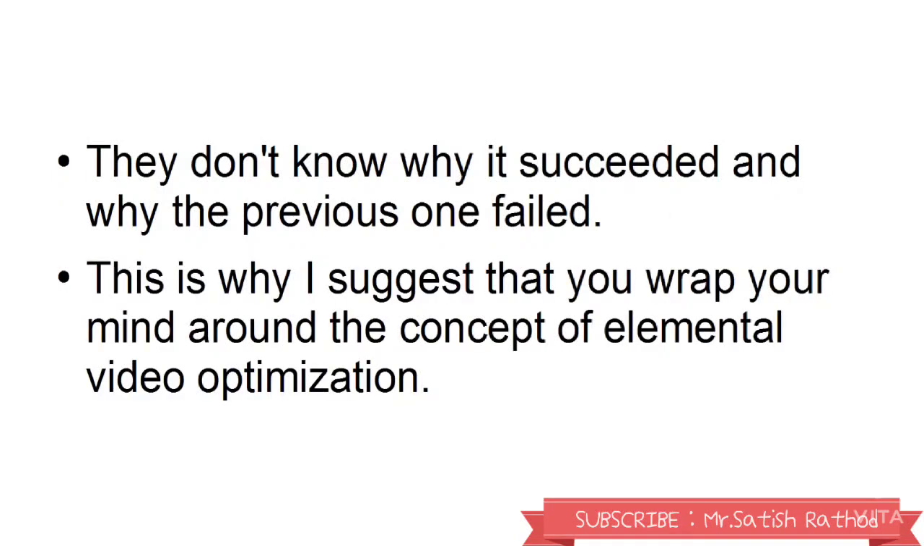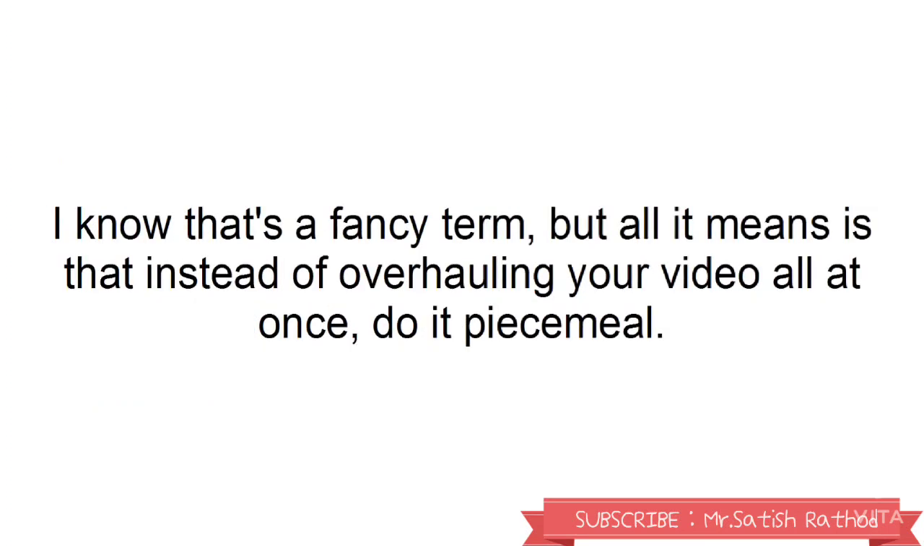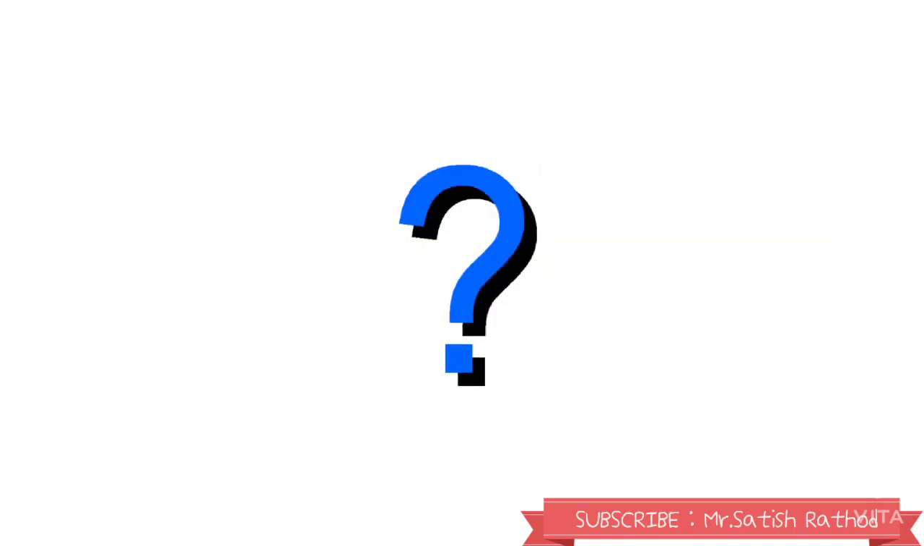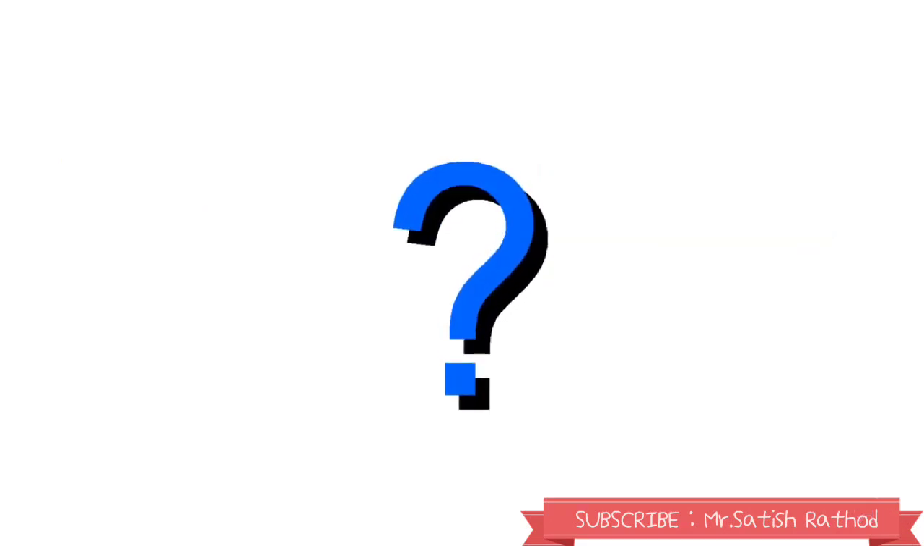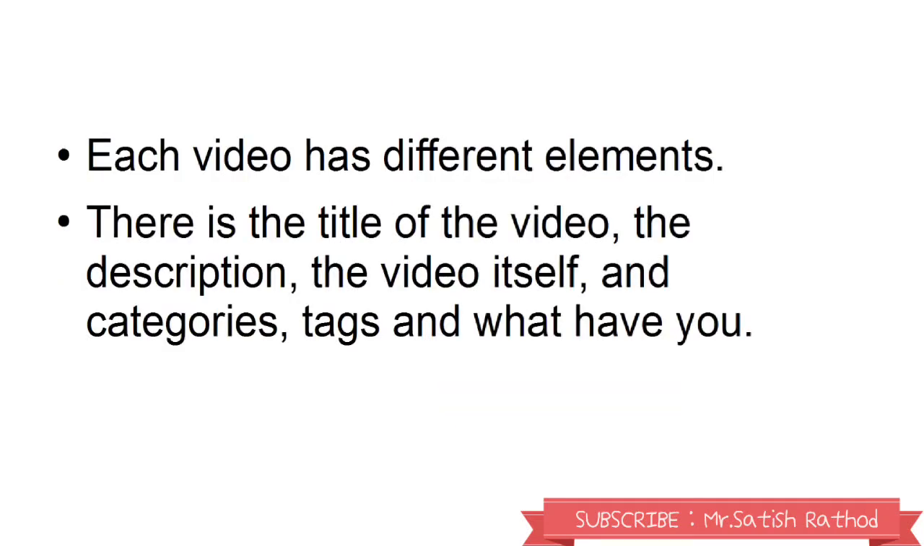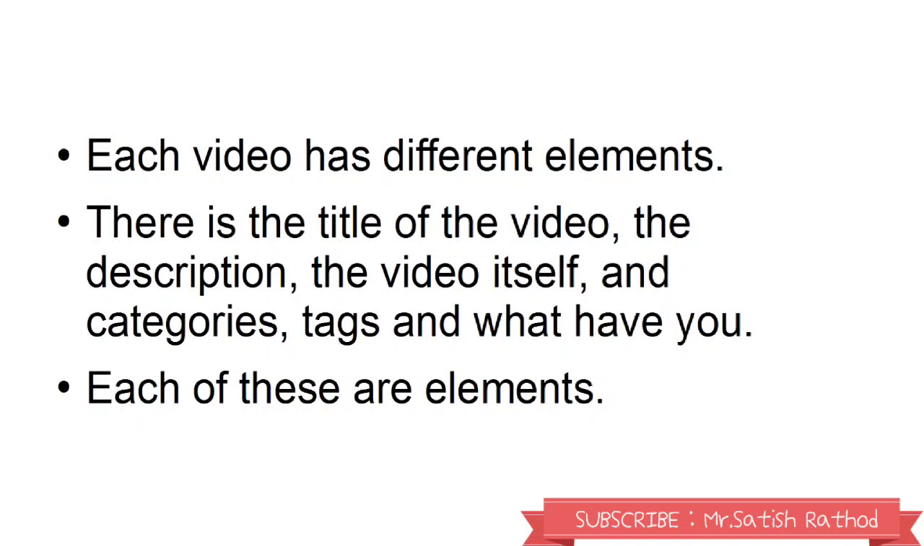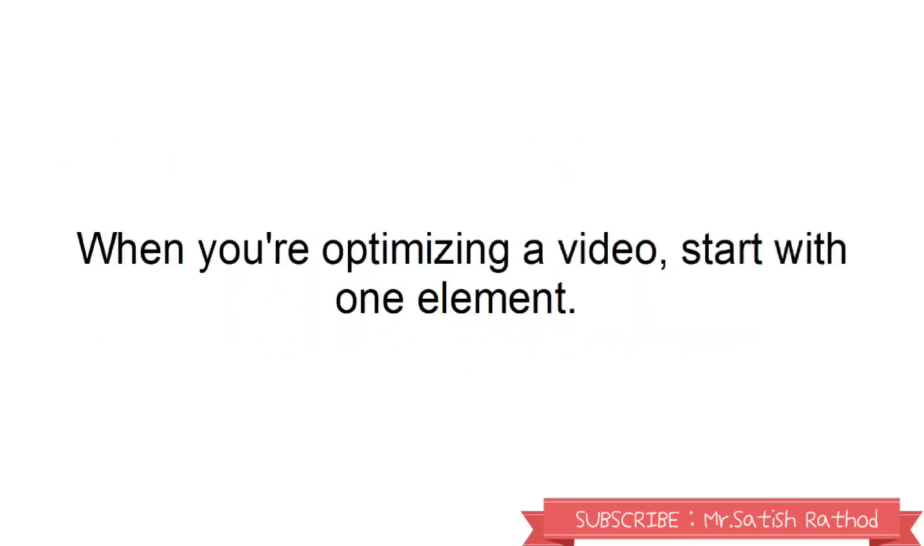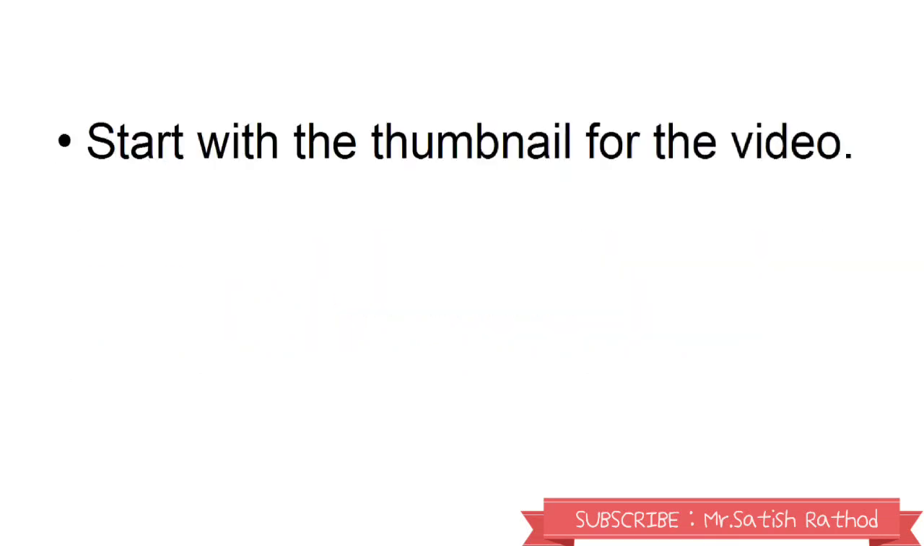This is why I suggest that you wrap your mind around the concept of elemental video optimization. I know that's a fancy term, but all it means is that instead of overhauling your video all at once, do it piecemeal. How do you know which part to change? It's very simple. Each video has different elements. There's the title of the video, the description, the video itself, and categories, tags, and what have you. Each of these are elements. When you're optimizing a video, start with one element. For example, start with the thumbnail for the video.